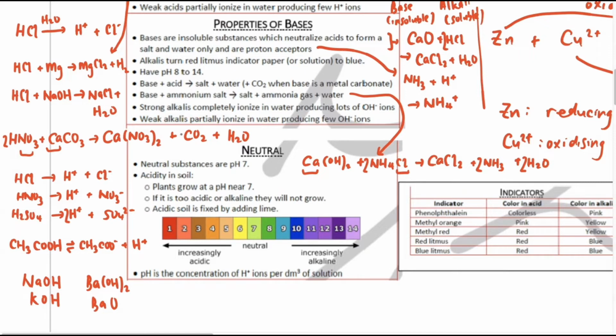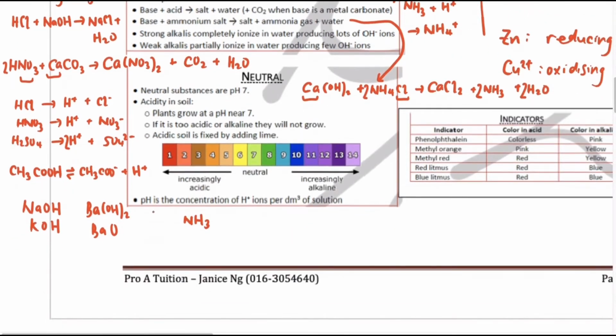Weak alkalis, for example, ammonia. Ammonia is a weak alkali. So it is partially ionized in water, producing few hydroxide ions. So let's compare between strong and weak. For strong, you have to use the irreversible arrow to form Na plus and OH minus. So meaning that there is a lot of hydroxide ion.